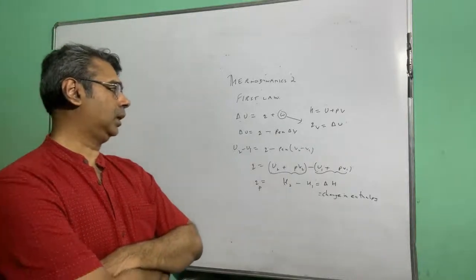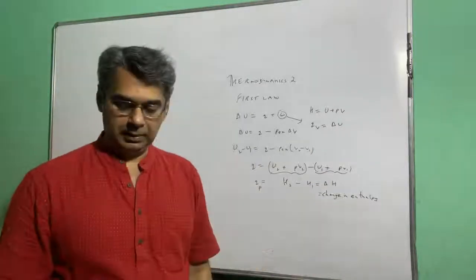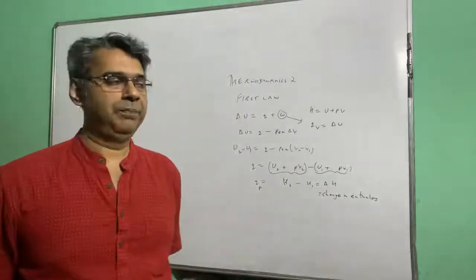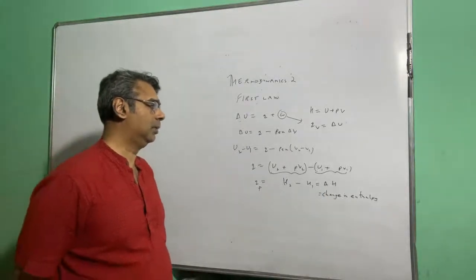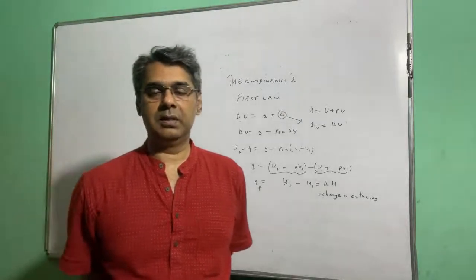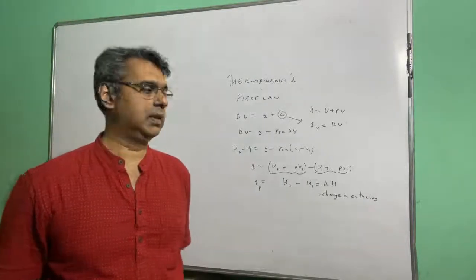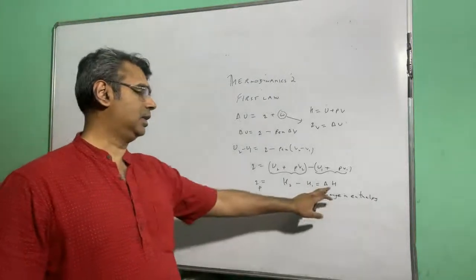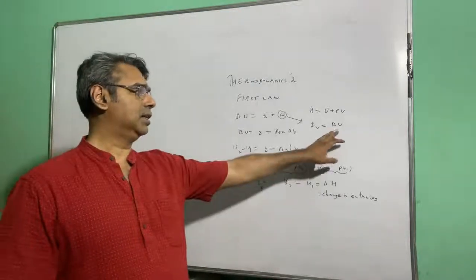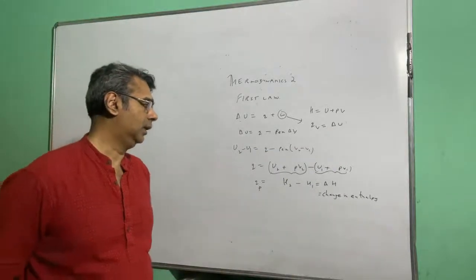So once again, the heat absorbed at constant volume is change in internal energy, and heat supplied at constant pressure is equal to change in enthalpy. Now, one important thing you have to remember is that, like internal energy, we are always concerned with the change in enthalpy. We are not concerned with the absolute value of enthalpy. We are always concerned with the change in enthalpy, just like internal energy.